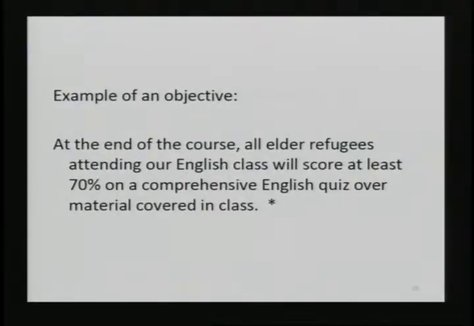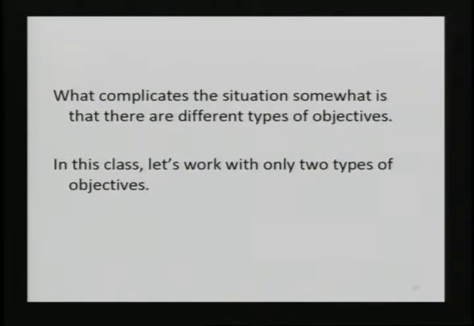At the end of the course, all elder refugees attending our English class will score at least 70% on a comprehensive English quiz over material covered in class. What complicates the situation somewhat is that there are different types of objectives. In this class, I would like to work with only two types of objectives.